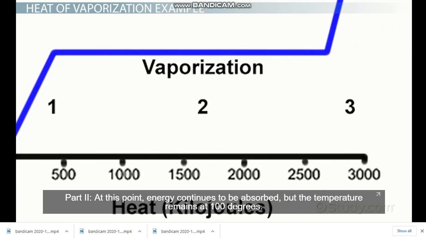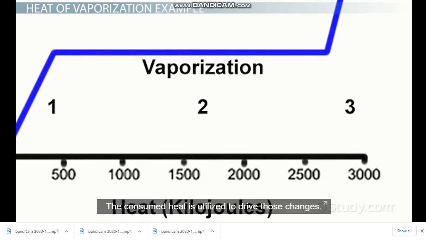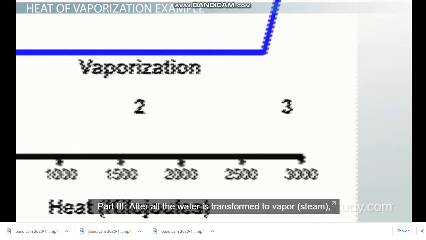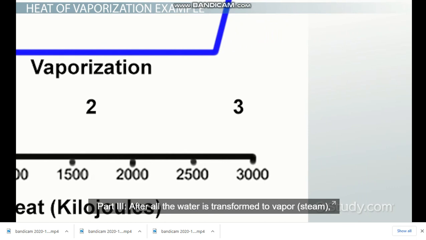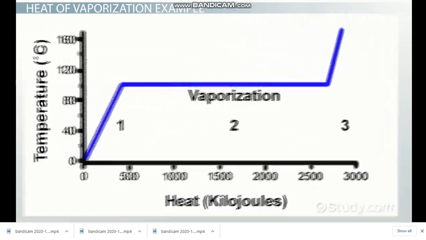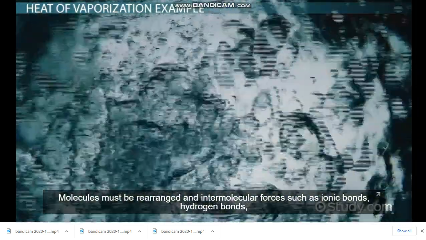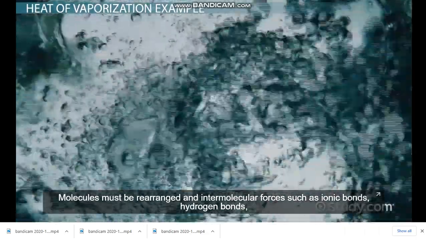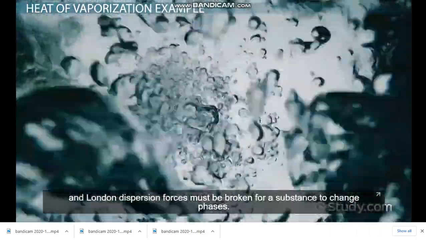Part 2. At this point, energy continues to be absorbed, but the temperature remains at 100 degrees. This is the case when the physical characteristics of water change in order to be transformed to vapor. The consumed heat is utilized to drive those changes. Part 3. After all the water is transformed to vapor, steam, the energy absorbed by the vapor is used to increase the temperature again.